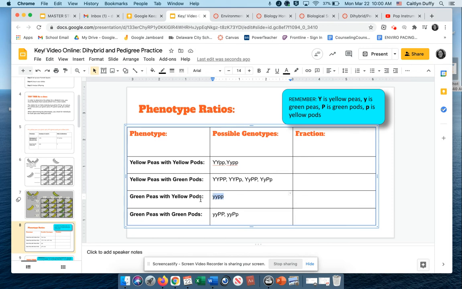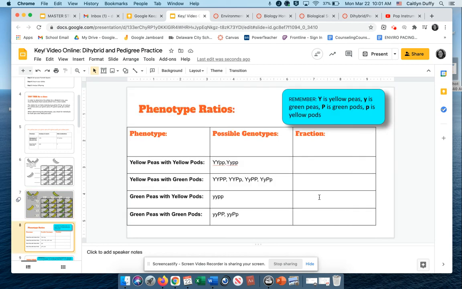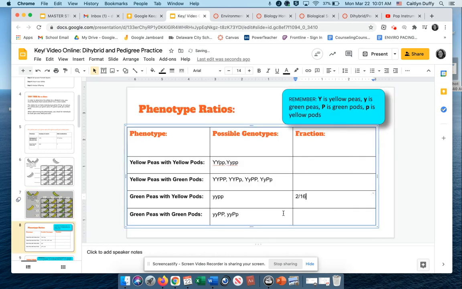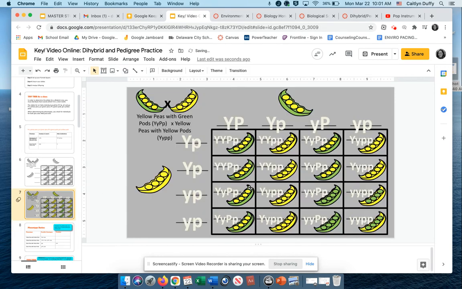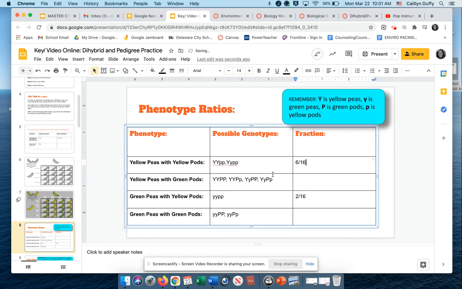Green peas with yellow pods. So we're looking for homozygous recessive for all. Green peas with yellow pods. We've got 1 and 2. So 2 out of 16 of those. Now let's go ahead and do yellow peas with yellow pods. Going back here, we can actually look at the colors. 1, 2, 3, 4, 5, 6. 6 of those. 6 out of 16, okay?